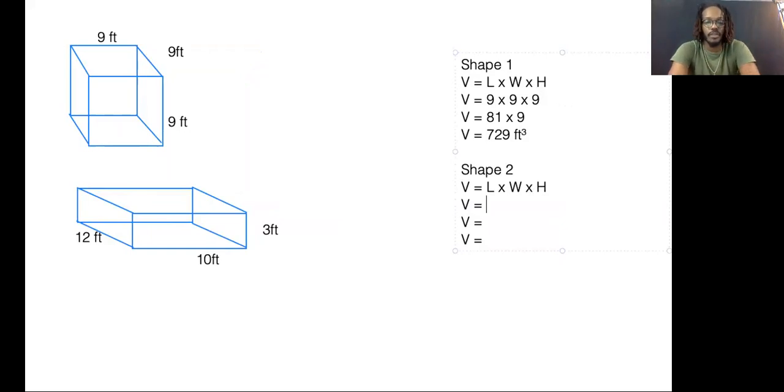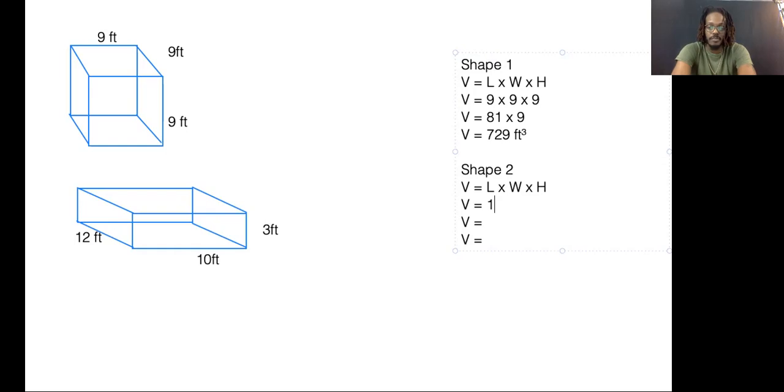And then we're going to do the same thing for the shape on the bottom. So I noticed that it is 12 feet long by 10 feet wide by 3 feet high. And then 12 times 10 is 120 times 3. So 120 times 3 is 360. And again, that is cubic feet.